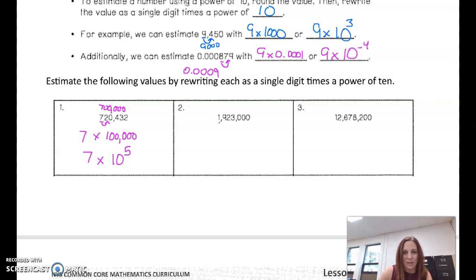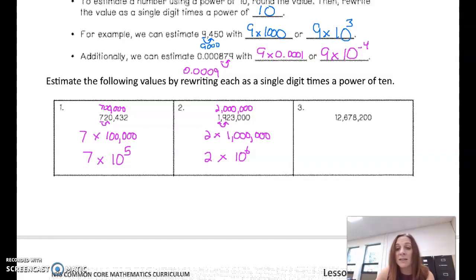Okay, right here, look at the leading digit 1. The 9 behind it tells me that that 1 is going to become a 2, and this is going to be 2 million, or 2 times a million. And a million here is 10 to the 6th. So it's 2 times 10 to the 6th.